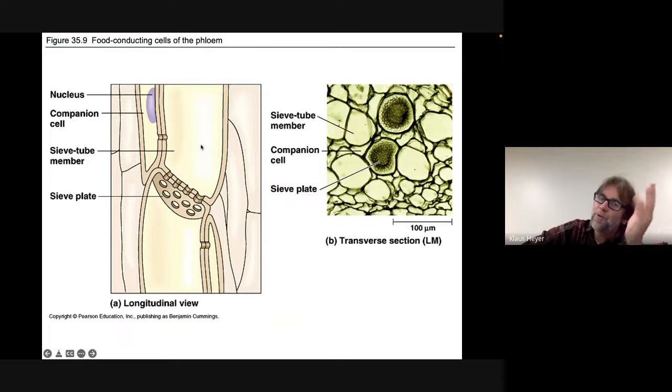But you don't want to put a bunch of stuff in there. You don't want it filled with mitochondria or Golgi apparatus or nucleus. You don't want anything in it. You want it to just be like a straw that you can move sugar water through. So phloem is what carries sugar.